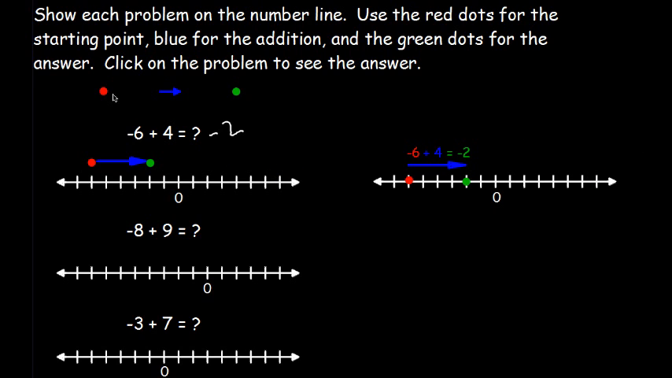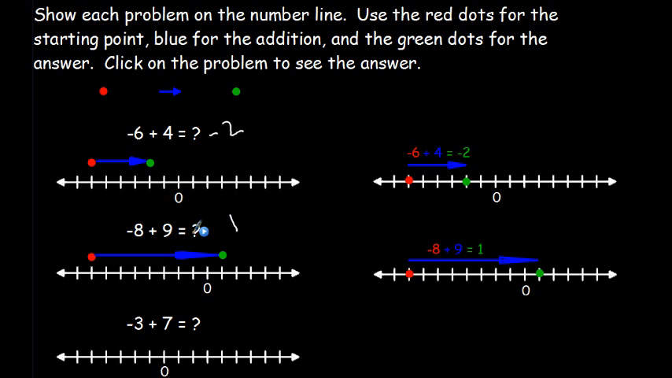Alright, if we take this one, we want to go to negative 8 first. 1, 2, 3, 4, 5, 6, 7, 8. And it says we want to go plus 9. And put that there. If we want to go plus 9, then we're going to go 1, 2, 3, 4, 5, 6, 7, 8, 9. And we're going to end right there. So there's my green dot. And since that's 1 to the right of the 0, that means it's a positive since it moves to the right. Check that one. Nice job.